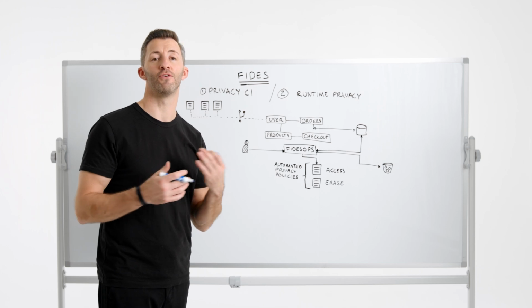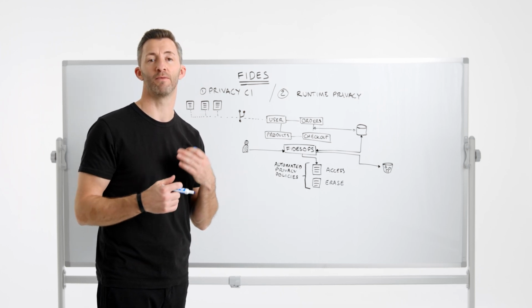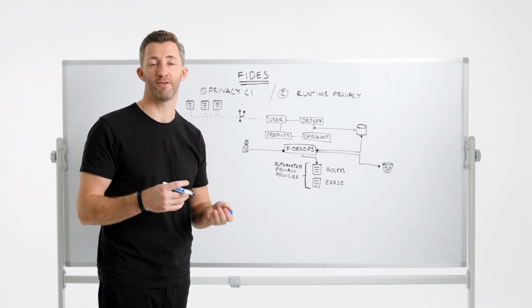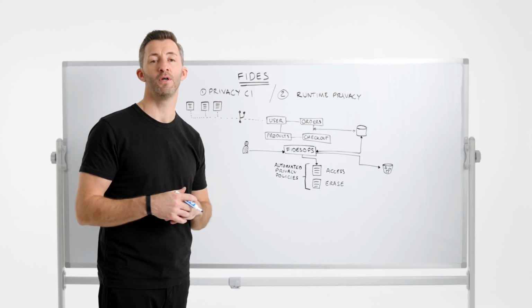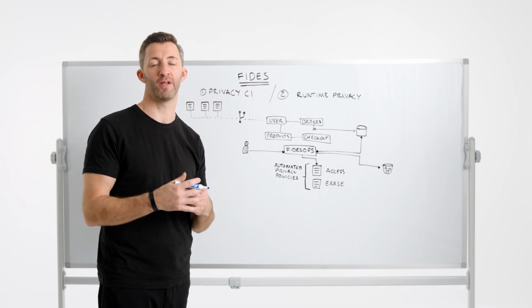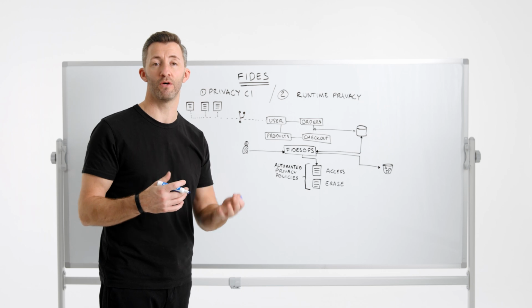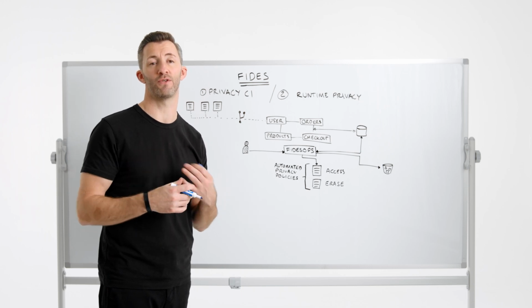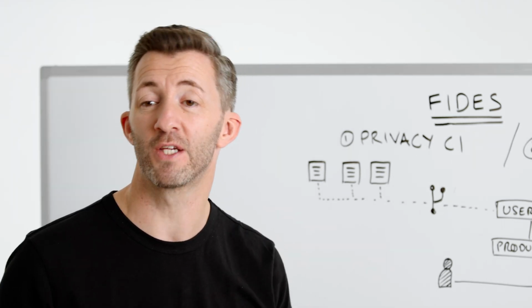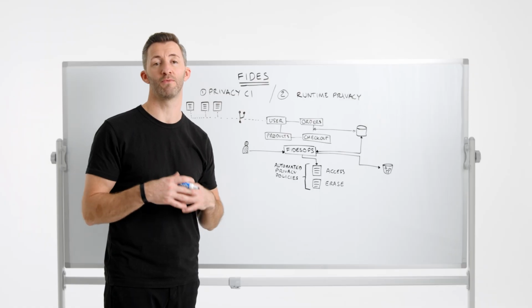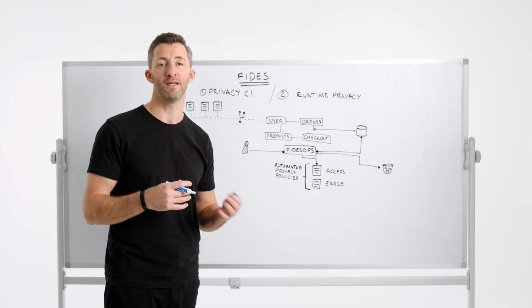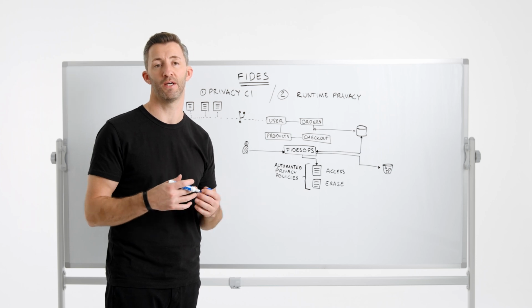So Fides, if you're not familiar, is an open source project containing multiple developer tools designed to solve difficult data privacy problems. All of these tools are unified by the Fides language, which allows engineers to write code that declares how their software protects user privacy. In a previous video, I explained how the language and tools can assist you to manage privacy metadata in Git and evaluate privacy risks in your CI.